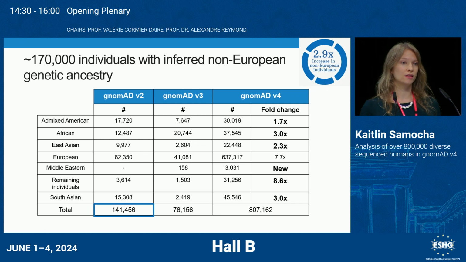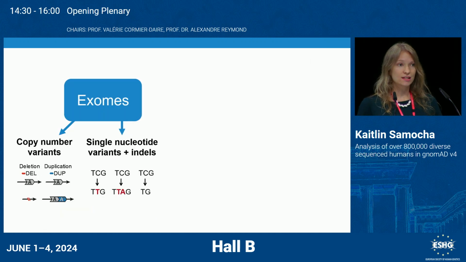So while we understand that this is still not great representation of the global diversity we see in the world, this is still a massive increase in the number of individuals in one of these publicly available data sets. Since this is primarily exomes at this point, the bread and butter data that we have included are single nucleotide variants and indels.